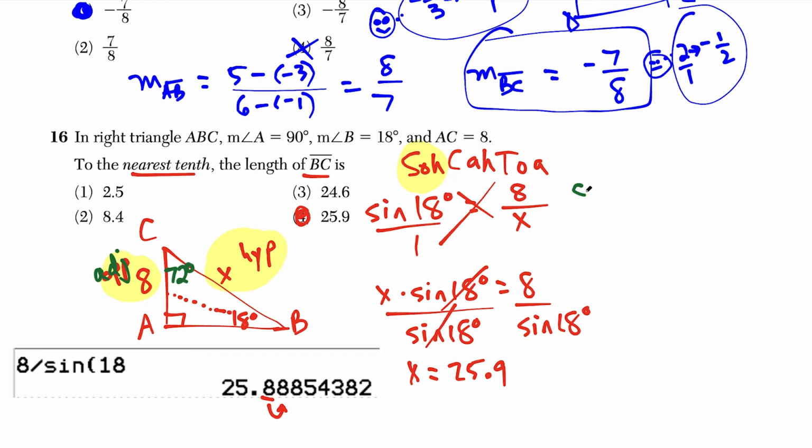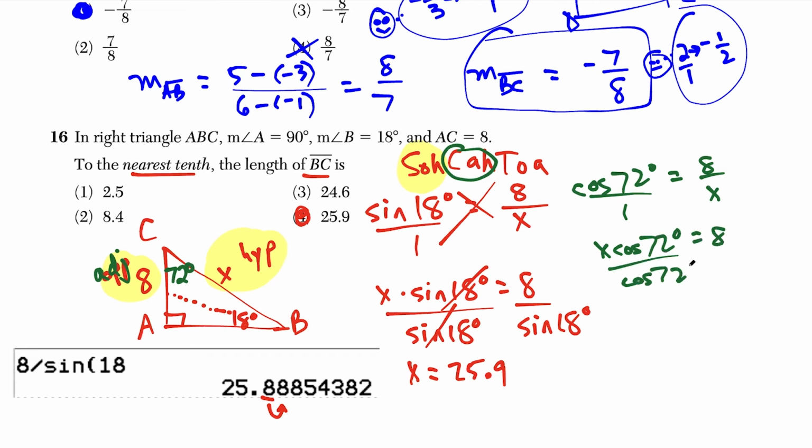And now, instead of using sine, we could use cosine, but we would have to use the 72 degree angle up here. So we could say cosine of 72 degrees. And remember, cosine is the ratio of the adjacent side, which is 8, over the hypotenuse, x. And then if we solve this one, we could just do the algebra here. We would have x cosine of 72 degrees is equal to 8. And if we divide both sides by cosine of 72, this is going to give us a matching solution.